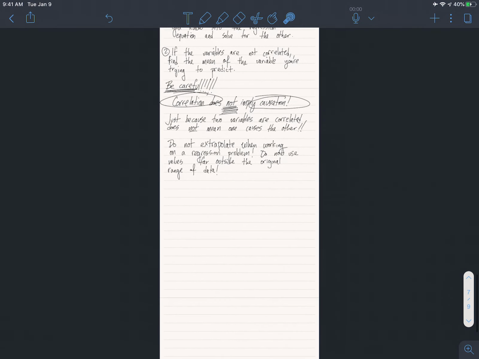And the two things I want to make sure that everyone is careful of in this section is correlation does not imply causation. Just because two things are related doesn't mean one causes the other. And do not extrapolate. Do not try to use your regression equation to predict the value of one variable if you're given the value of another, and that value you're given is significantly farther away from where the rest of your data originally was. All right, and that is it.